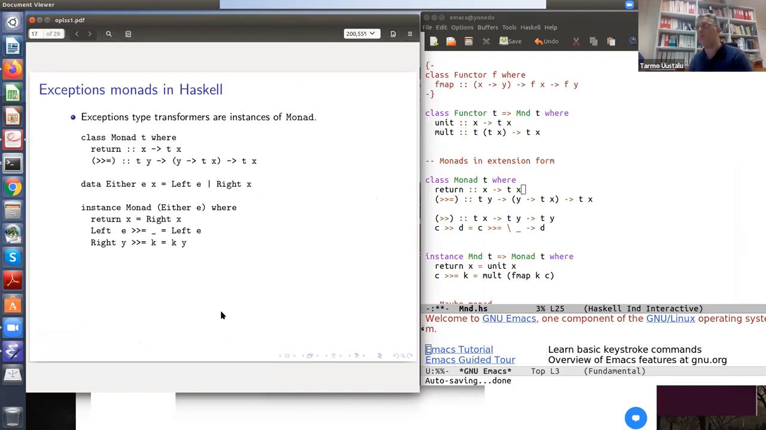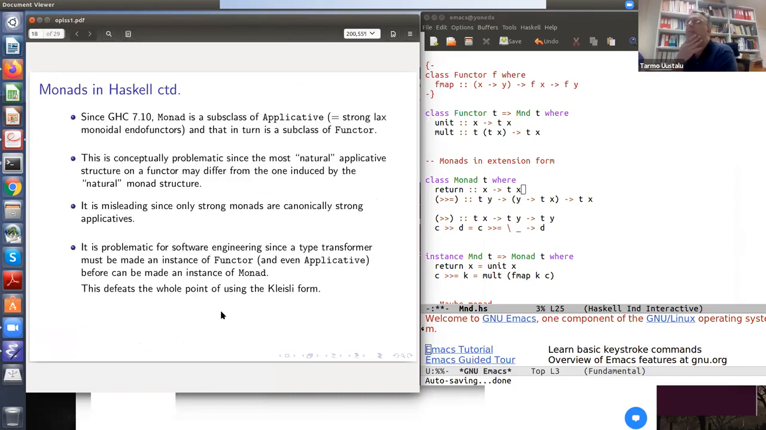Now in Haskell, you do your exceptions monad like this. There is a story about monad in Haskell. It has changed over the history of Haskell. Since GHC 7.10, monad is a subclass of applicative, which in turn is a subclass of functor. It is kind of okay for Haskell-specific reasons. A bit because it's true that this kind of hierarchy works where everything is needed strong, but in the general case, this is just plain wrong. A non-strong monad is not necessarily a non-strong applicative. So only strong monads are canonically strong applicatives, but it's also problematic for software engineering, I must say.